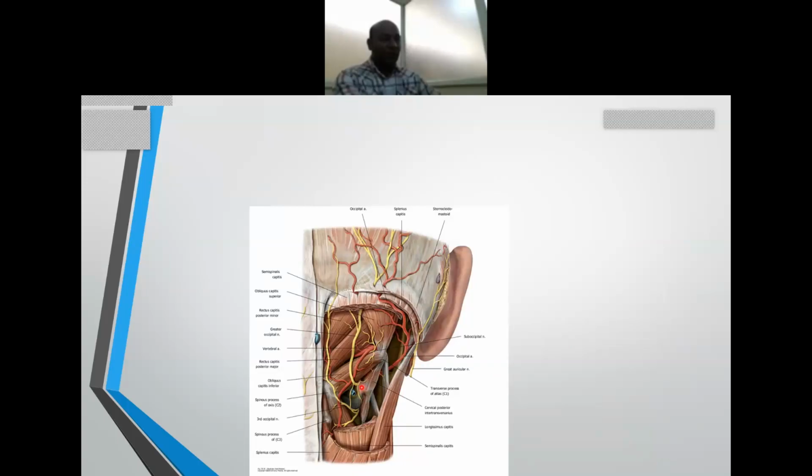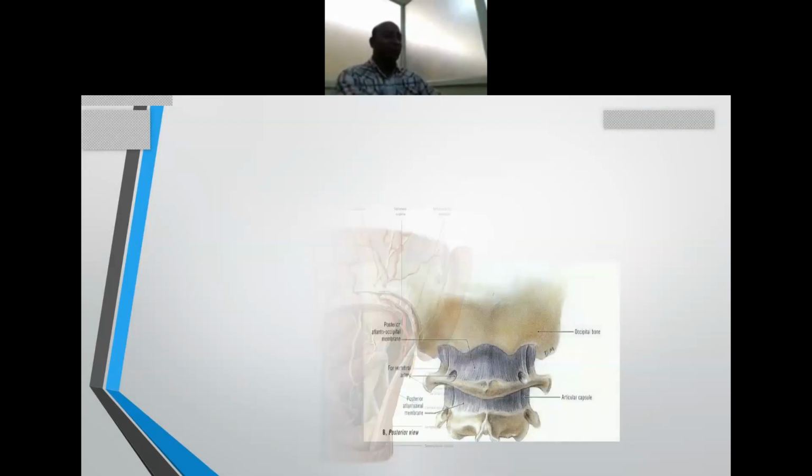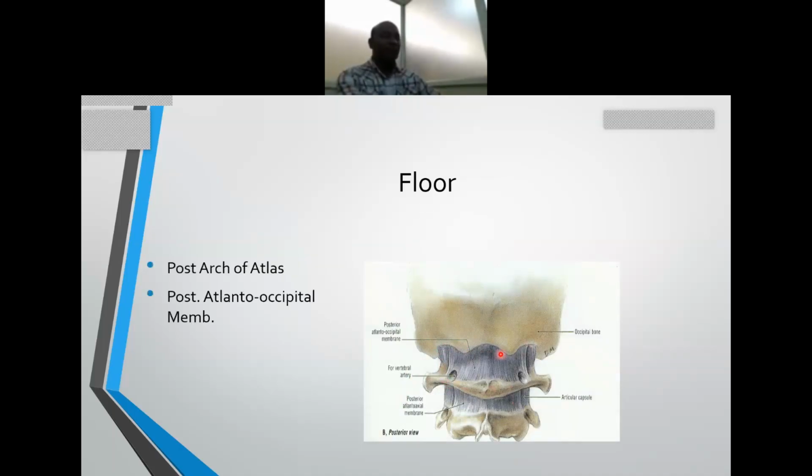So the greater occipital nerve will also be a content in the roof, and this is the third occipital nerve, and there is an occipital artery which will send a posterior branch to supply the muscles in the suboccipital region, and the floor is formed by the posterior atlanto-occipital membrane. Okay, and the posterior arch of the atlas.